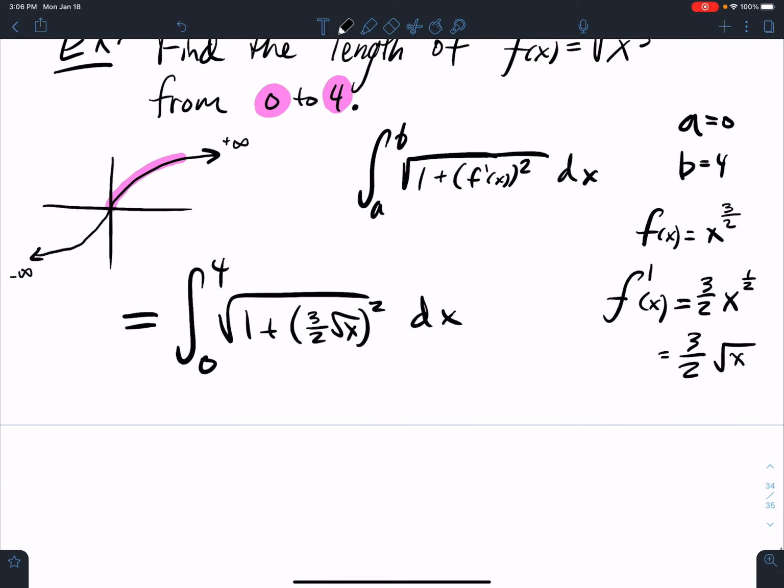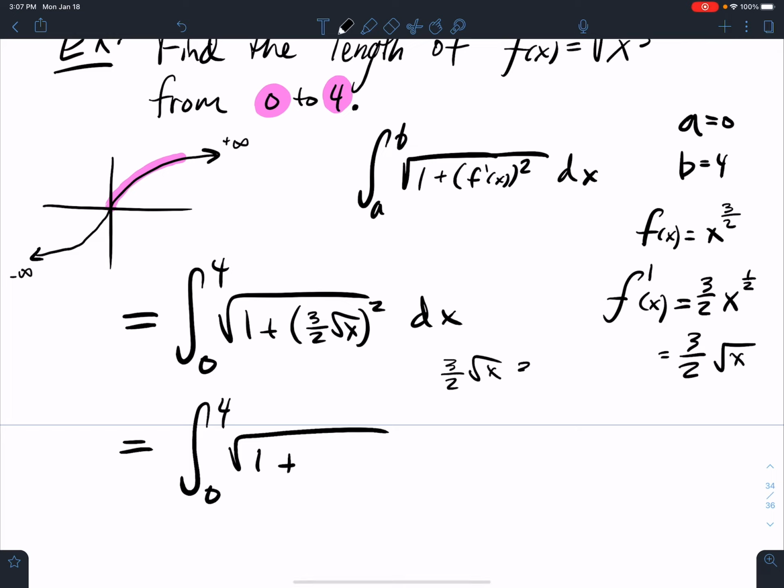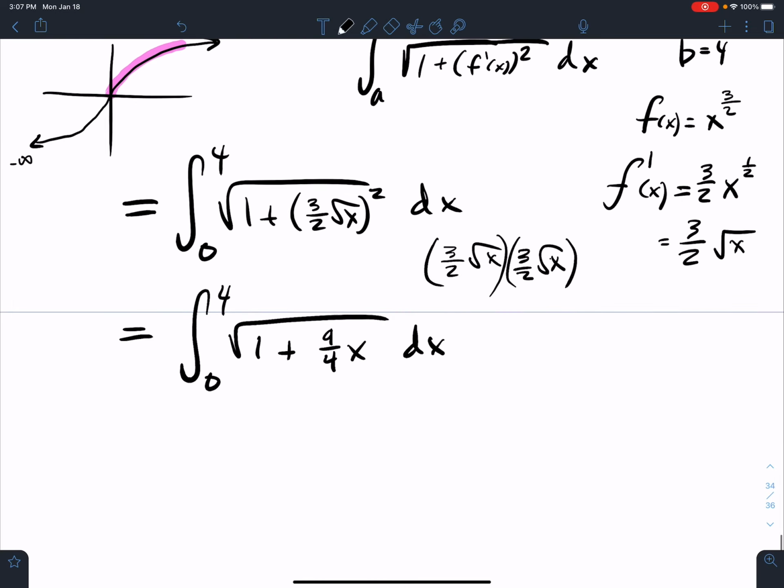So I'm looking for you to do some algebra here. Simplify this. So I have 1 plus 3 over 2 square root x times 3 over 2 square root x. That's what happens when you square it. Square root of x just makes x. And 3 times 3 is 9, 2 times 2 is 4. Okay, dx here. All right, so that's simple enough.